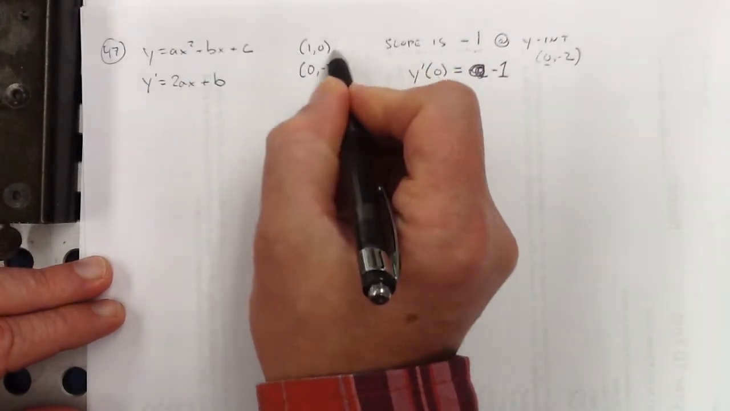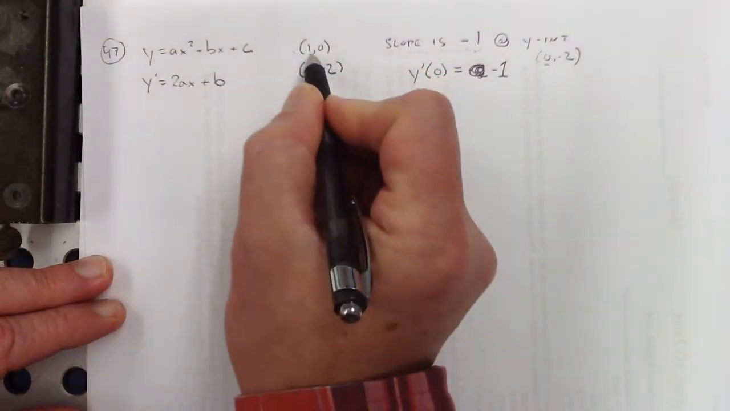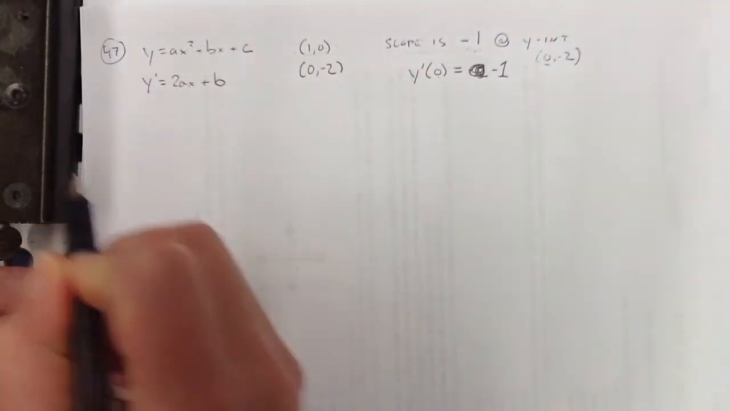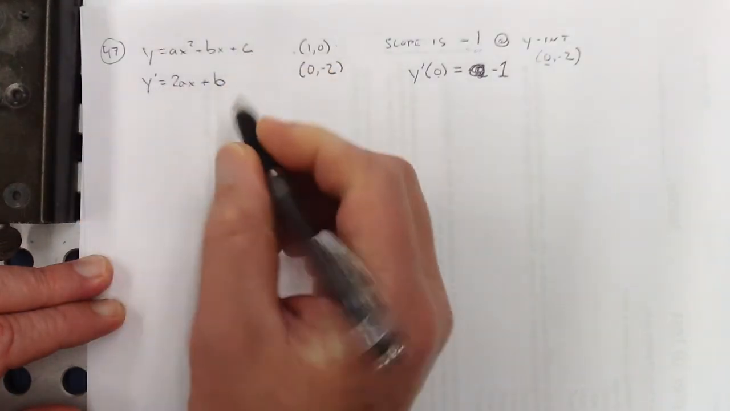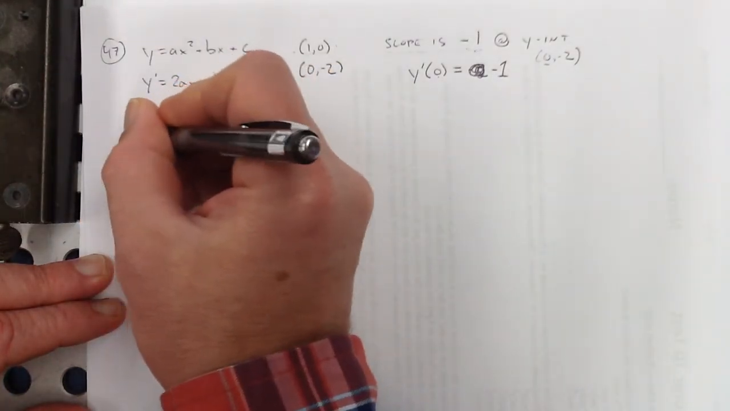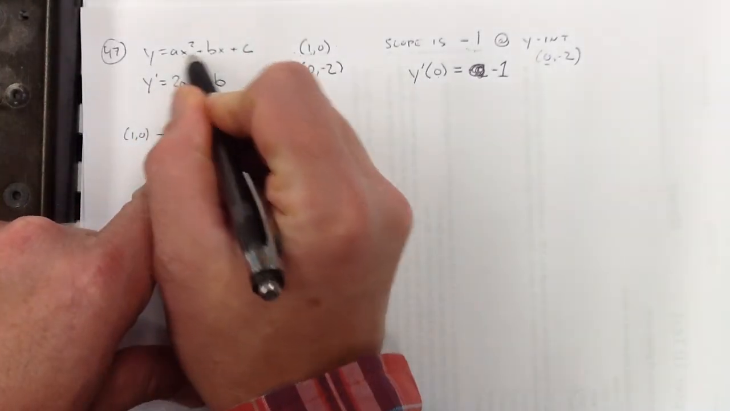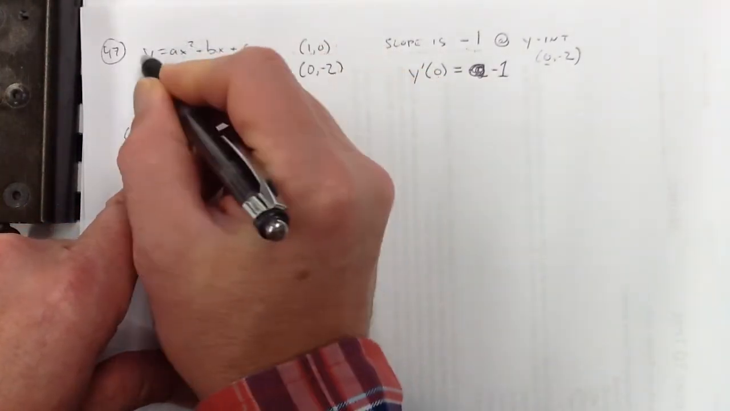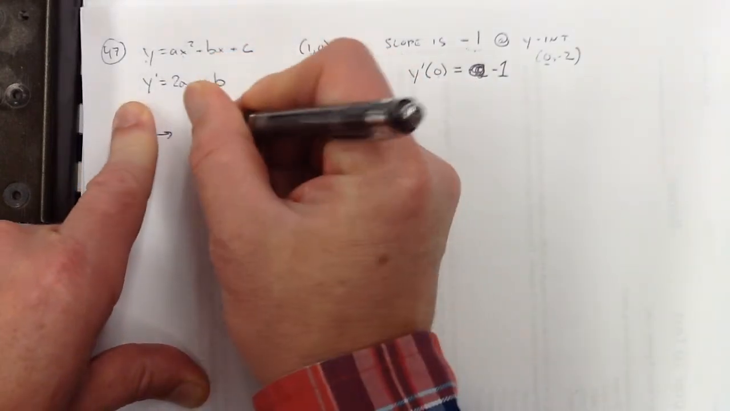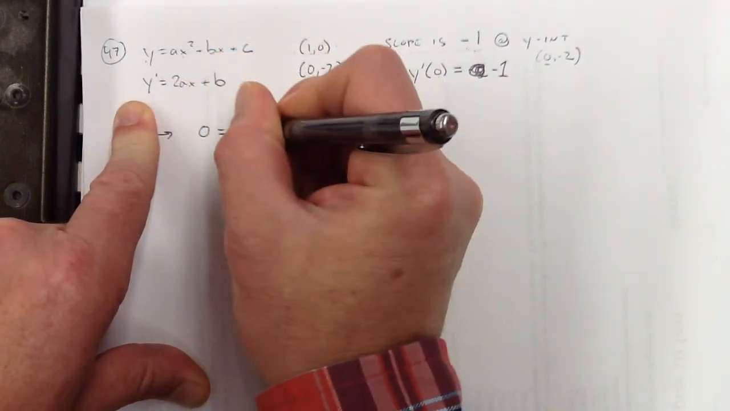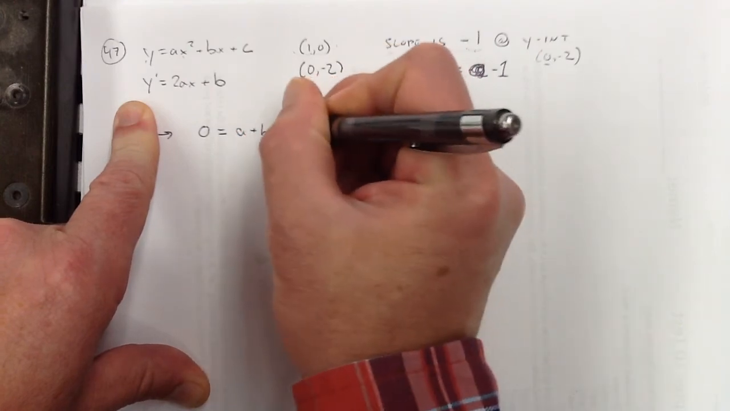Okay, so I need to plug some stuff in now. This is a point on the actual function, right? So the point 1, 0 gives me this equation. I plug 1 in here, and I need to get 0 for the y. 0 equals a plus b plus c.